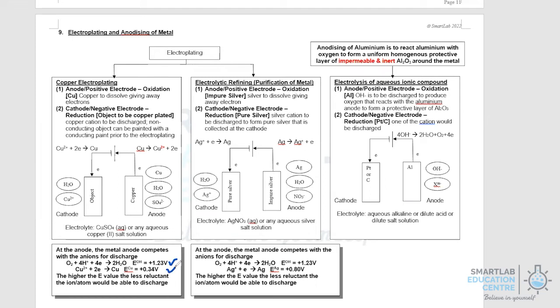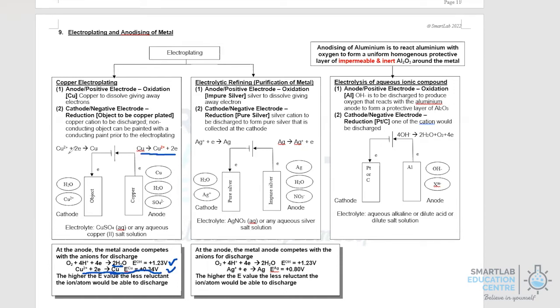For the reactions at the anode, since all the species are right-hand species, we'll be picking the standard electrode potential value that is the most negative. In this case, the most negative reaction occurs when copper oxidizes to form Cu2 plus. That's the reason why this is the half equation that takes place at the anode. Which means, in a nutshell, copper competes effectively with the anions that are attracted to the anode to be oxidized.